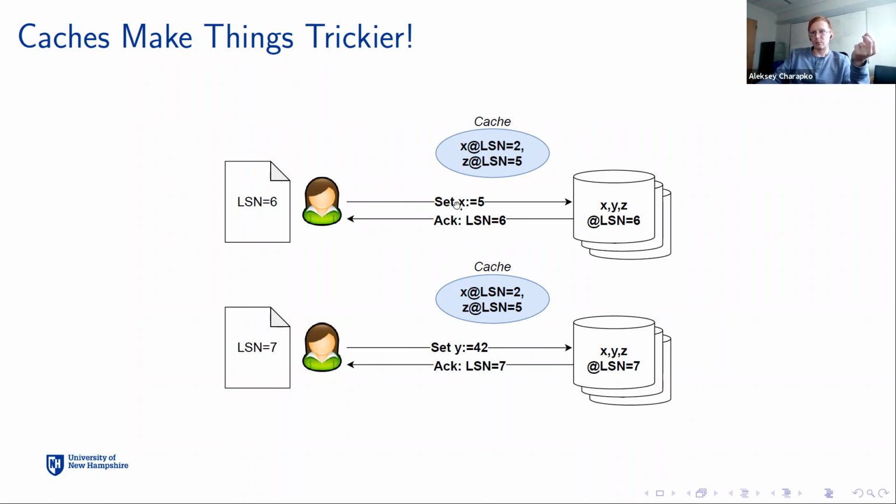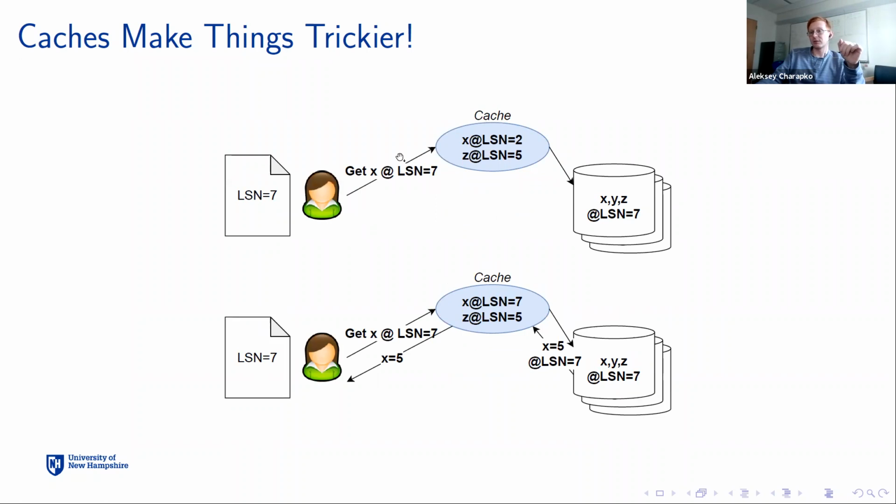So remember, the first operation we did was x set to 5. The second operation is y set to 42. Now Alice wants to read x. Her recency token is 7. She goes through the cache. The cache has x, so it's not a complete cache miss. But it has the x that was retrieved at number 2. So from the cache's perspective, this is old, right? Alice wants something that was at the global version 7, but this cache has the value of x at version 2. So Facebook calls this a consistency miss. It's not a complete miss of the cache, but it's a miss because of this token value.